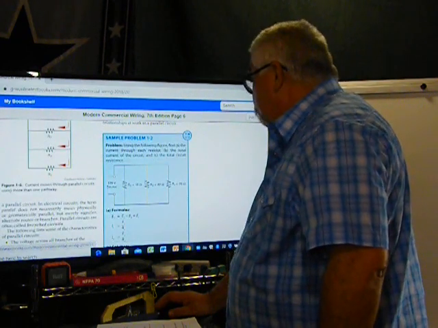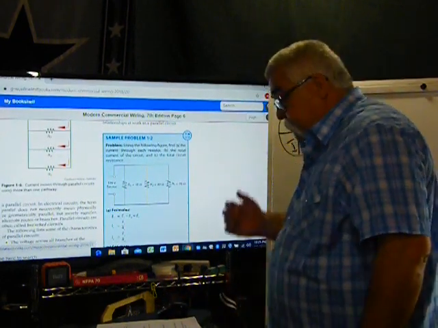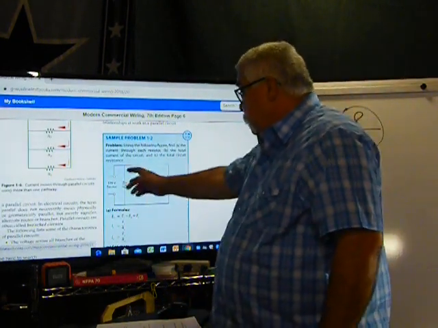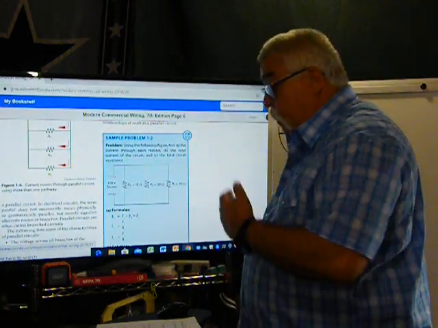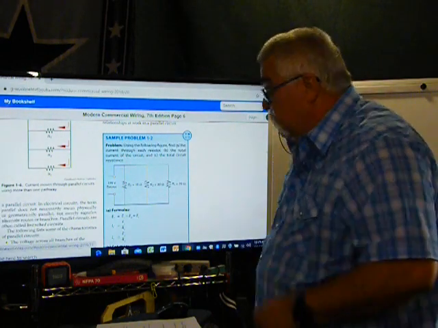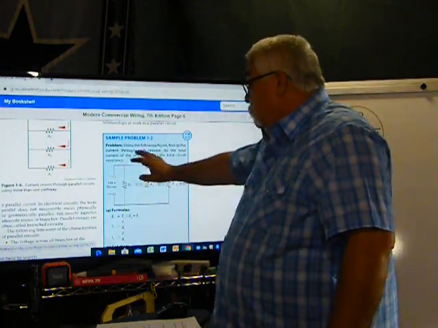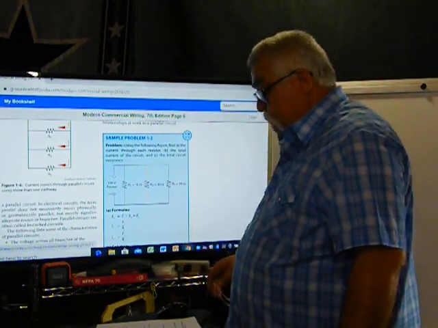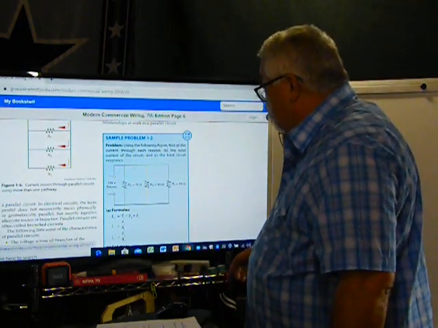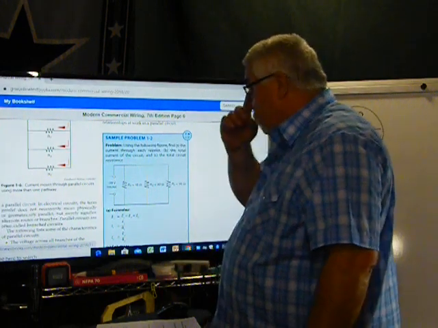Okay, parallel. In the parallel circuit, again, this is only a review, so you can always go back, and you've got the text, this is the textbook. So in parallel, the total current is the sum of all the branch currents.